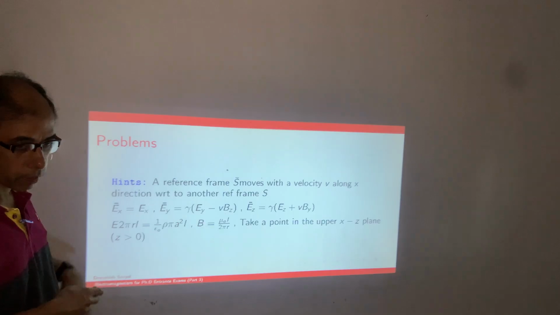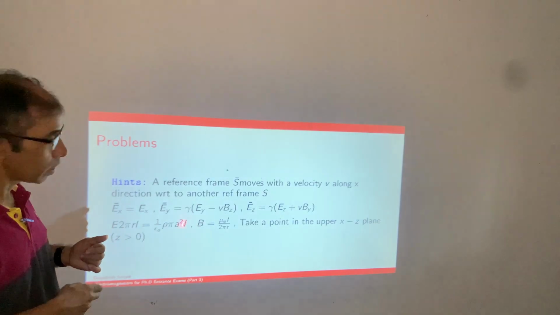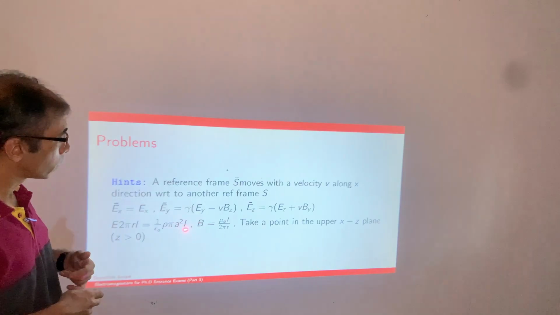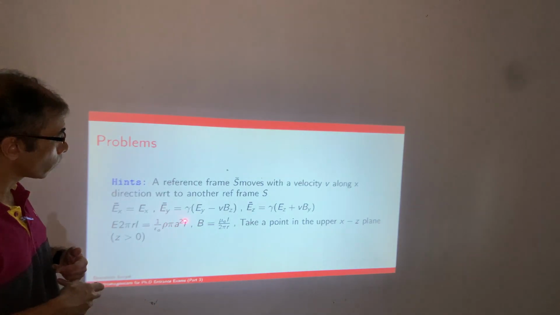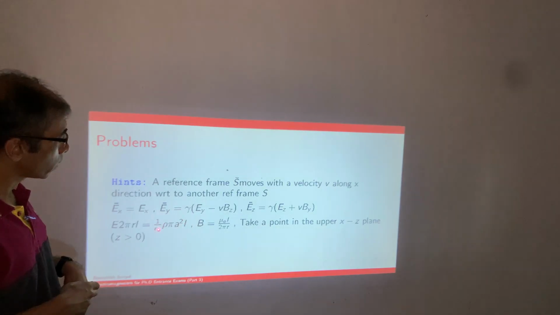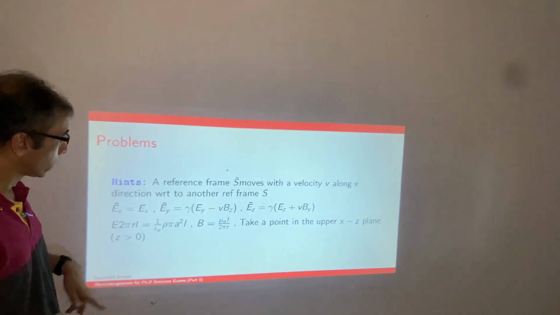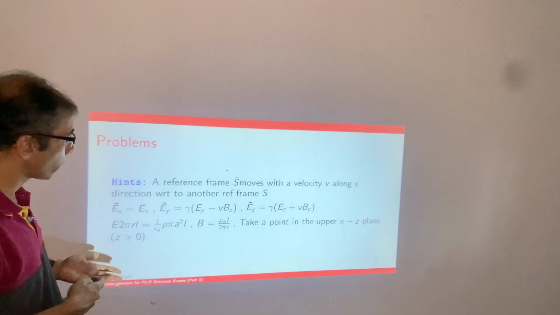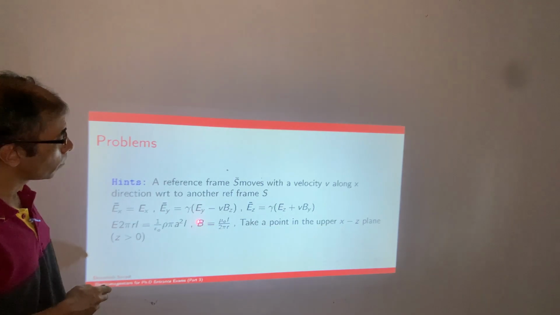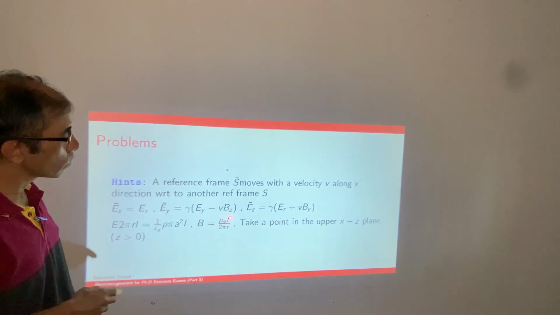pi a square, the cross section of the wire, into L, the length. So this is the total volume. Total volume is multiplied by rho, the density. So this is the total charge, and then divided by epsilon naught. Right? This is always true. And B is, if the current is I, then B is mu 0 I by 2 pi r.